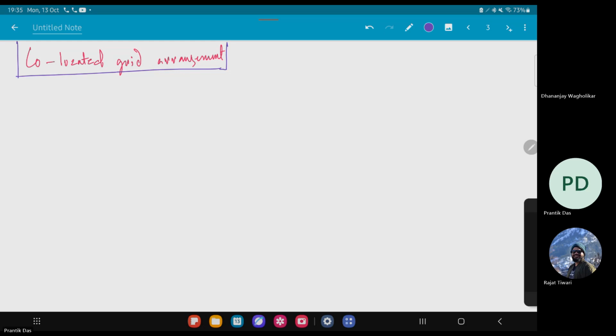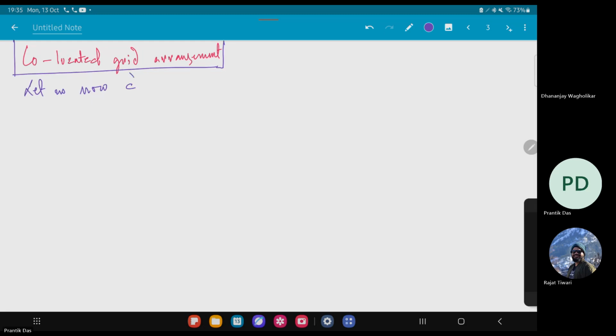So let us now discretize for the collocated grid arrangement.